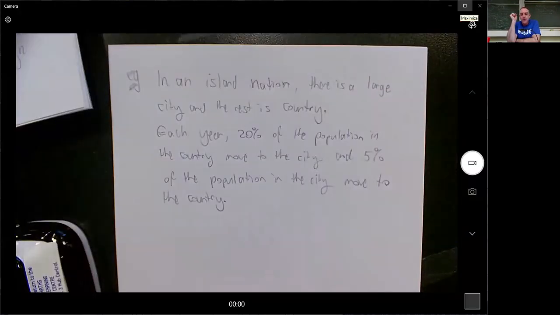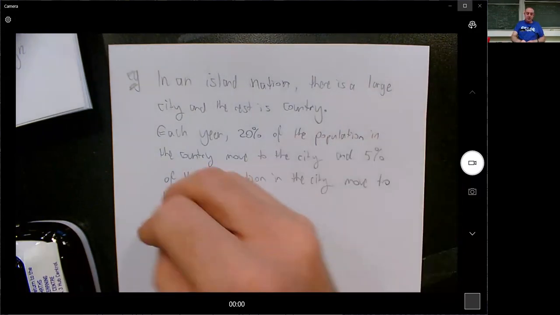Okay, I just paused the recording for a bit to talk about what we're going to talk about next, and we're going to do a thing that involves eigenvalues, and this is my made-up problem. In an island nation, there is a large city, and the rest of the country is country. Each year, 20% of the population in the country move to the city, and 5% of the population in the city move to the country. Okay, so this is my story.